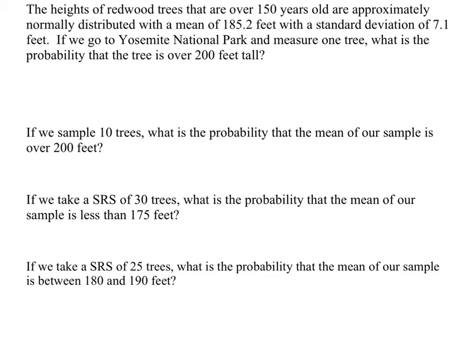The heights of redwood trees that are over 150 years old are approximately normally distributed with a mean of 185.2 and a standard deviation of 7.1. If we go to Yosemite National Park and measure one tree, what's the probability that tree is over 200 feet tall? Okay, so it's not really a sample mean problem. It's kind of our old normal curve. We say, well, there's a normal curve, and we got 185.2, got 7.1, and we want to know the probability of 200.